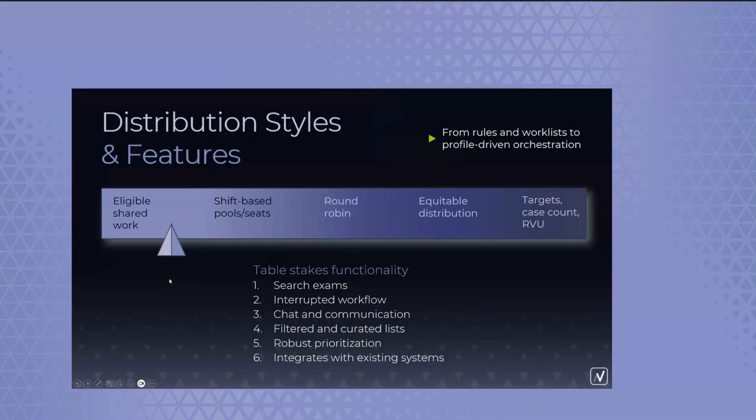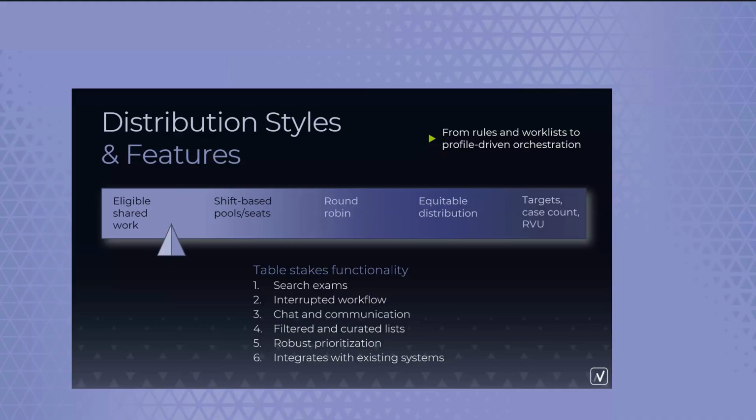And then as far as distribution styles, right, you don't bring a second generation work list to the market that doesn't do first generation things, right? So whether it's eligibility or shared work lists, distributing work by shifts or pools or seats, doing round robin equitable distribution, distributing work by case targets or RVU goals, these are all configurations within the system. And then it also includes your table stakes functionality, right? Being able to search for exams, interrupted workflow, chat and communication between users.